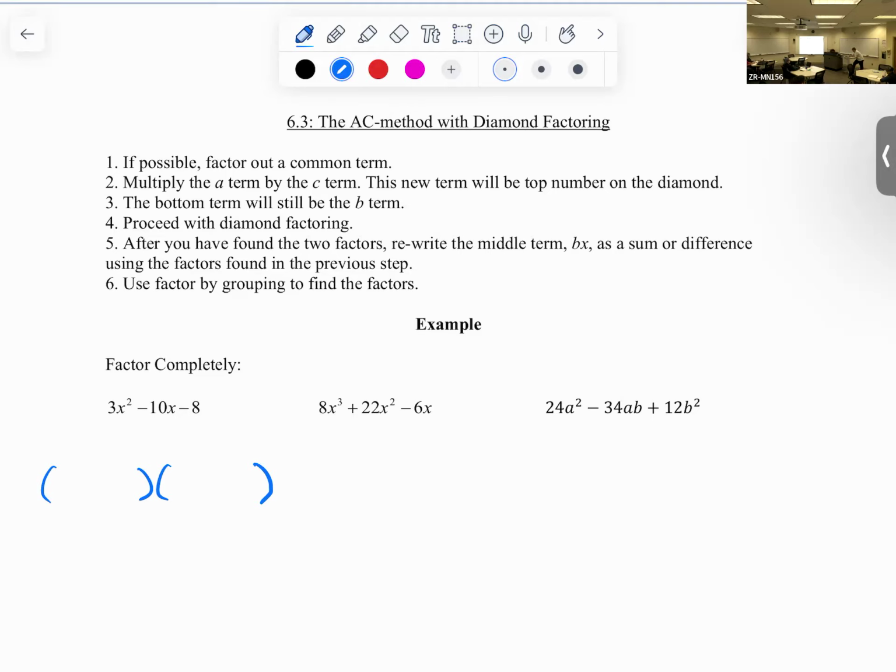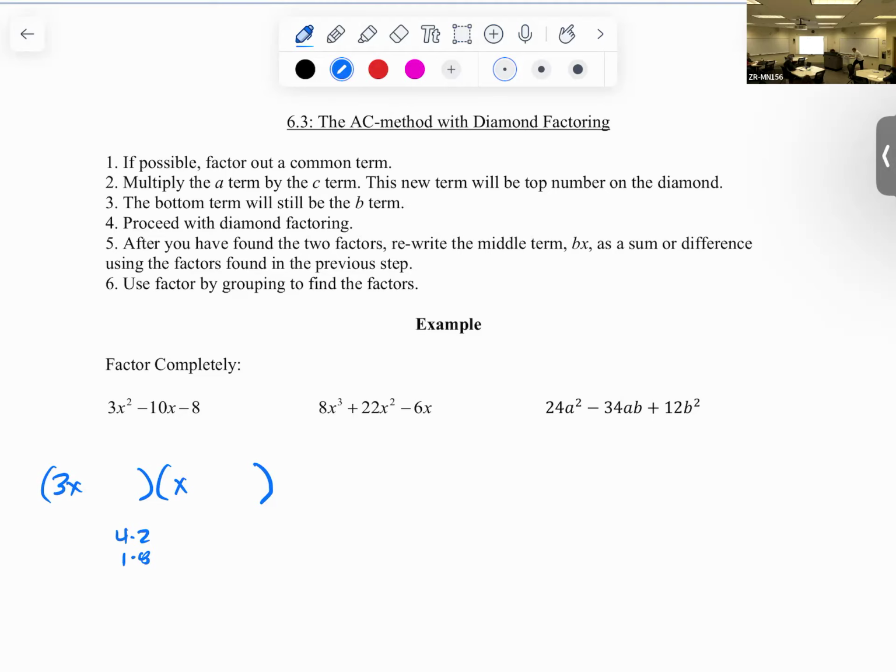1 and 3. And the x squared part? 3x and x. So that means I have a 3x and an x. Okay, so I figured that out. What about 8? 4 and 2, is that the only possibility? 1 and 8. So there are 4 combos there.